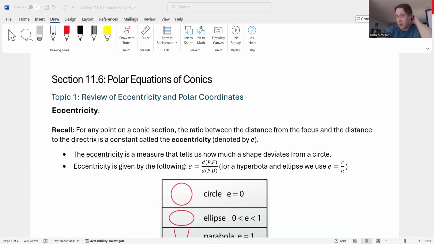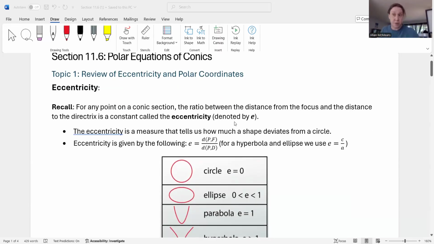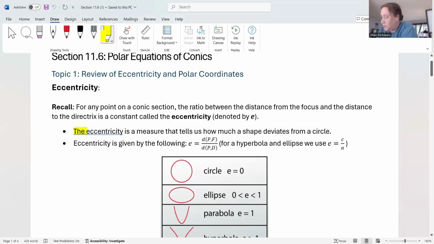You need to remember that eccentricity, generally speaking, tells us how much a shape deviates from a circle. When we're talking about these conic sections, the circle, the ellipse, the hyperbola, the parabola, eccentricity is a numerical value that tells us how much this shape deviates from a circle. That is the general definition.